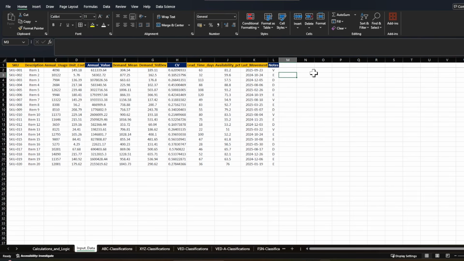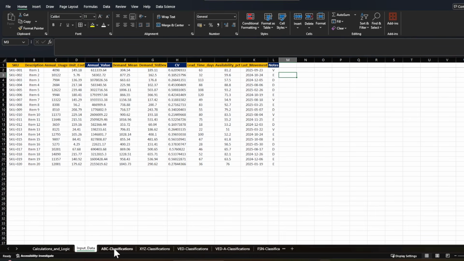And this notes column is just for the VED analysis, the manual way. I am just using this column, but there is another way in which you calculate mathematically how you can assign a particular item as vital, essential or desirable. So basically this is the basic data required in order to do any inventory classification.